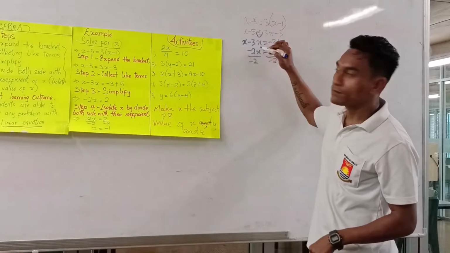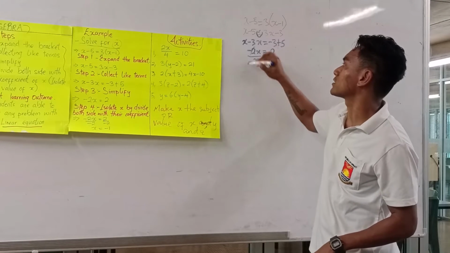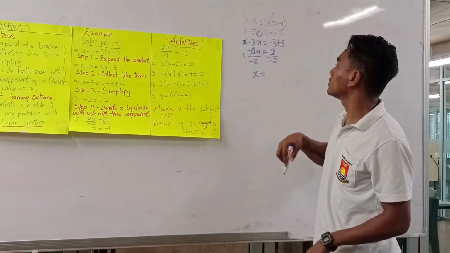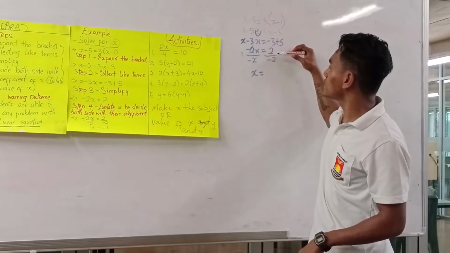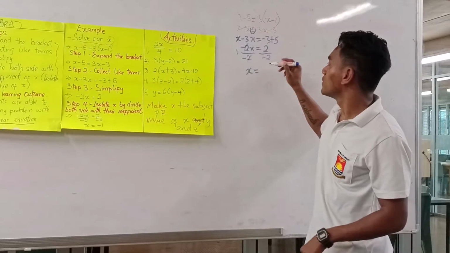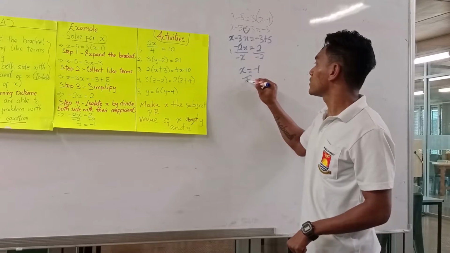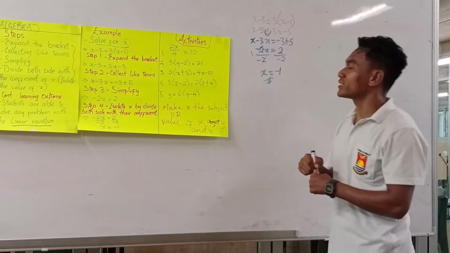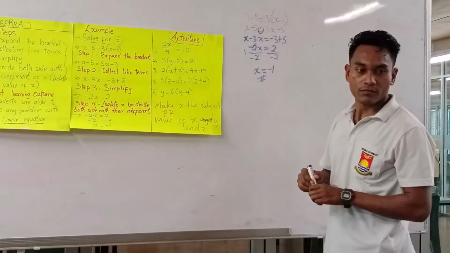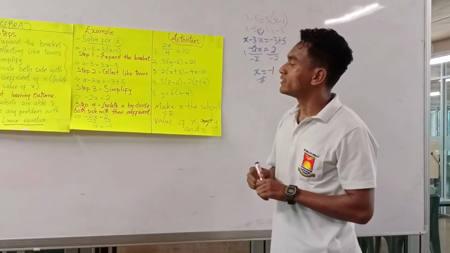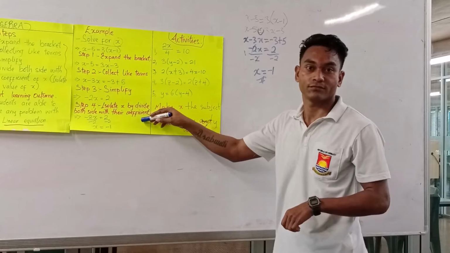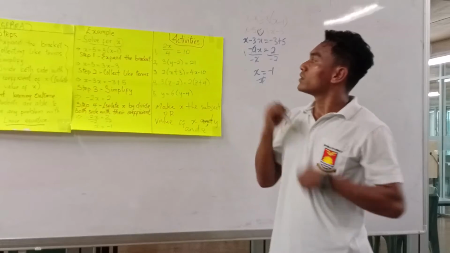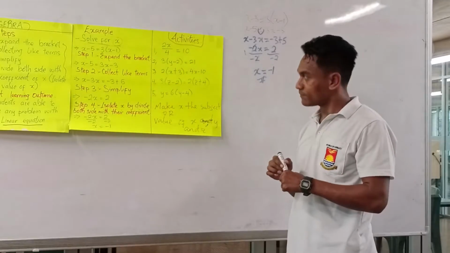Now, negative 2 divided by negative 2 is 1. So x is equal to positive 2 divided by negative 2, and positive over negative gives negative 1. So this is our example for this topic. We needed to find the value of x, and our answer is negative 1. Okay, any question about this example? I hope you know and understand this one. So let's move on to our activities.